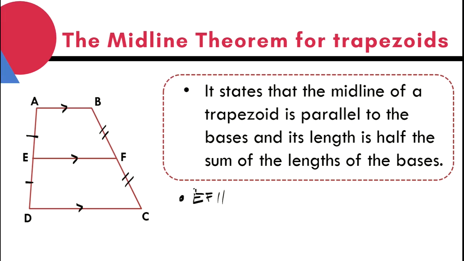So EF is parallel to AB and also parallel to side DC. Now when it comes to measurement, the measure of our midline EF is just 1/2 the sum of the lengths of the bases. So we have 1/2 times the quantity AB plus DC. Again, the measure of the midline in a trapezoid is equal to 1/2 the sum of the bases.